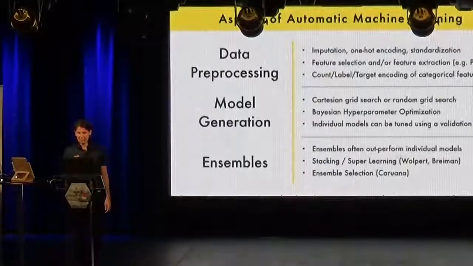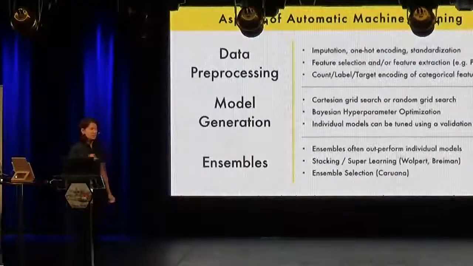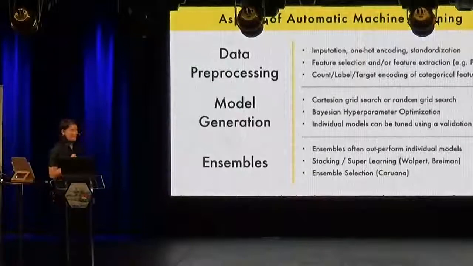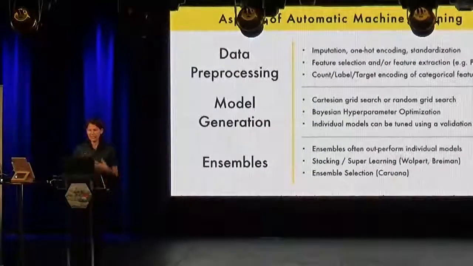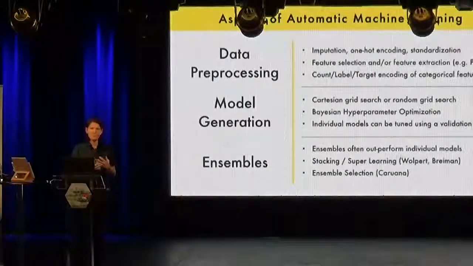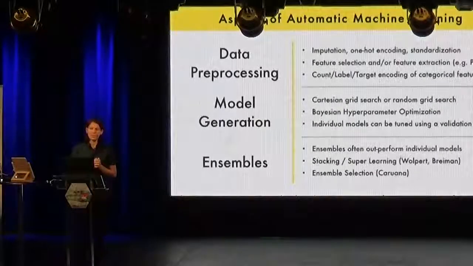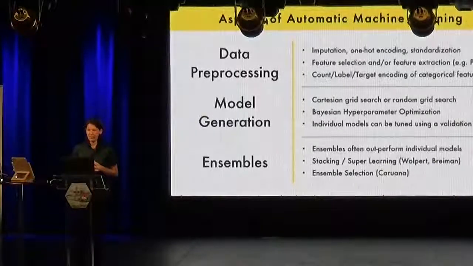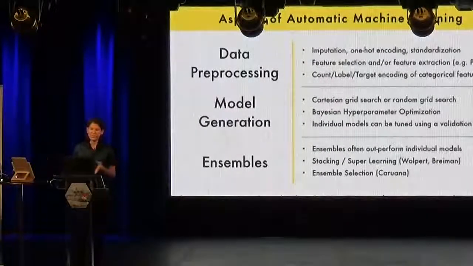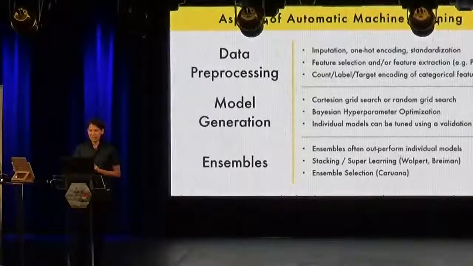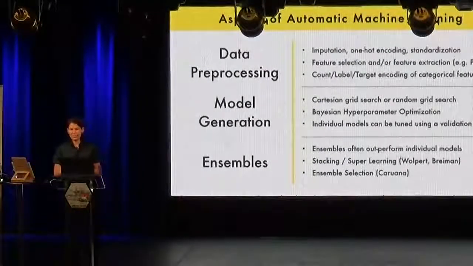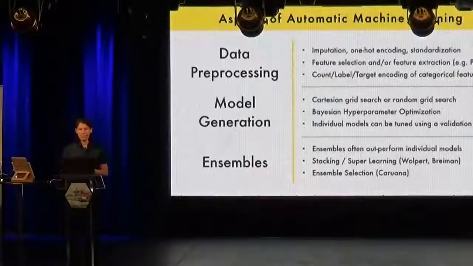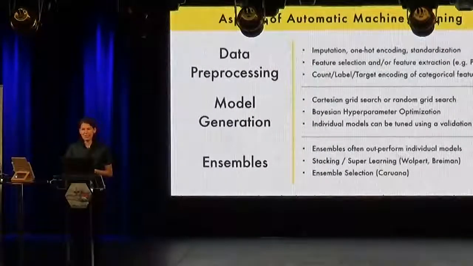So just to break down some of these into more specific items, I mentioned for data processing, this could include all sorts of things that you typically already do, but then we could include automatic feature engineering in that pipeline as well, or automatic feature selection or dimensionality reduction or anything like that. And so for model generation, there's a couple ways that people do this. So one is grid search.